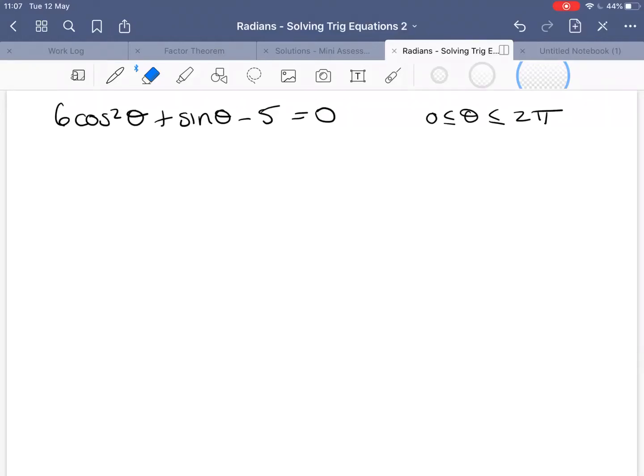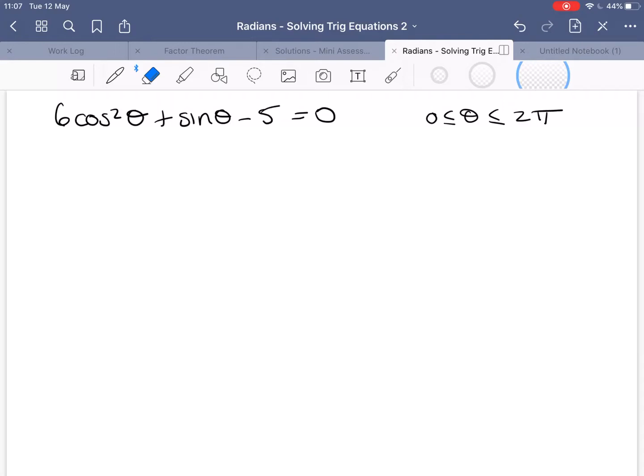Okay, so we're going to look at the second lesson in which we're using radians and solving trig equations. Again, we did these last year with degrees, but the only difference is we've got to use radians. And we've got 6 cos squared theta plus sine theta minus 5 equals 0.